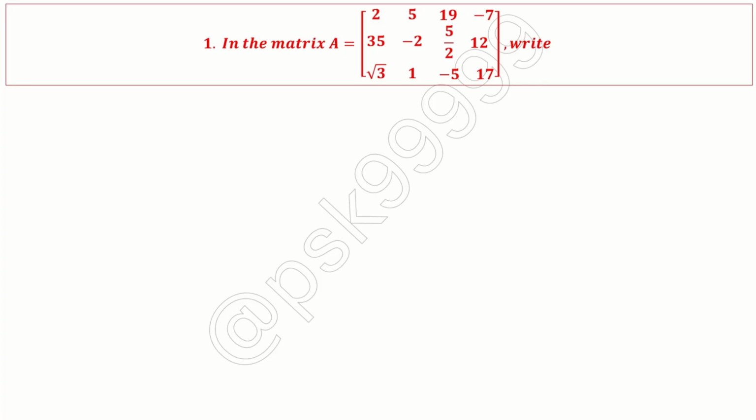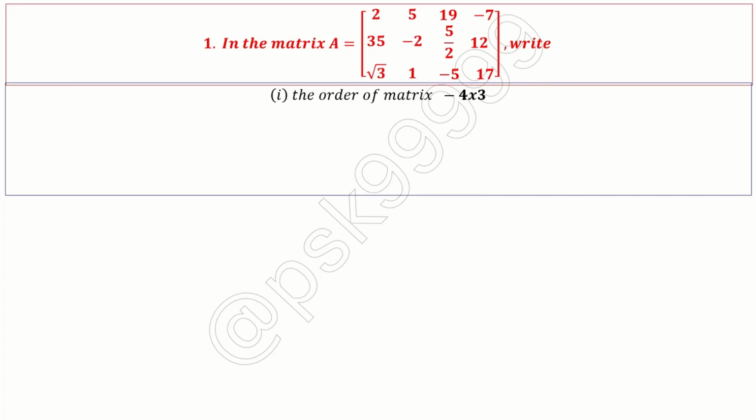In the matrix A given here, write first the order of the matrix. If you see here, there are 3 rows and 4 columns. So when I write 4 by 3, you think it is 4 by 3. This is wrong actually. The order is actually 3 by 4: 3 rows and 4 columns. So 3 by 4 is correct. This is wrong.